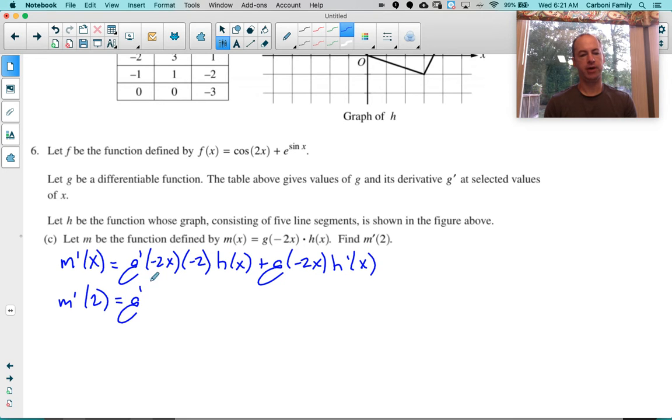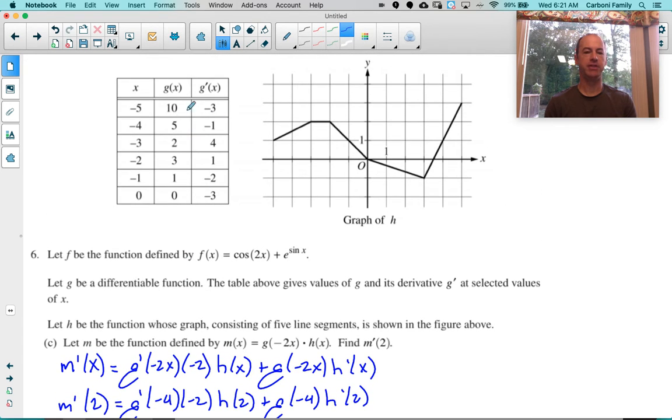So I'll be g prime of negative 4 times negative 2 times h of 2 plus g of negative 4 times h prime of 2. The g values are going to be easy because there is a table that explicitly gives you those values. So g of negative 4 is 5, g prime is negative 1. So I'm going to start plugging those in down here. g prime, what did I say? Negative 1. So we have negative 1 times negative 2 times h of 2, I'm going to come back to that in just a second, plus g of negative 4 was 5, times h prime of 2, which is what we did just a minute ago. That was negative 1/3.